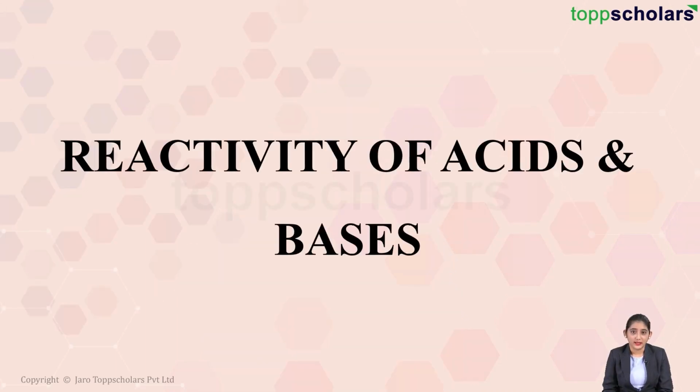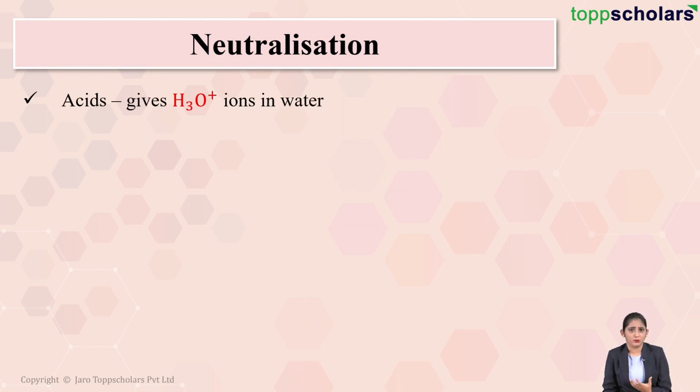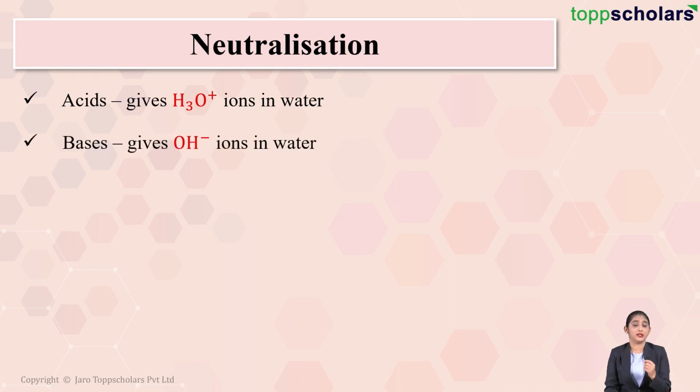Today, we'll be discussing reactivity of acids and bases. So, friends, let's first start with neutralization. Now, friends, we know about acids and bases, right? We said that acids are substances which, on dissolving in water, dissociate to give us H3O plus ions. So, acids, when they are dissolved in water, dissociate and give me H3O plus ions, which are called hydronium ions. Similarly, what about bases? Yes, bases on dissolving in water dissociate to give me OH minus ions in water, right?